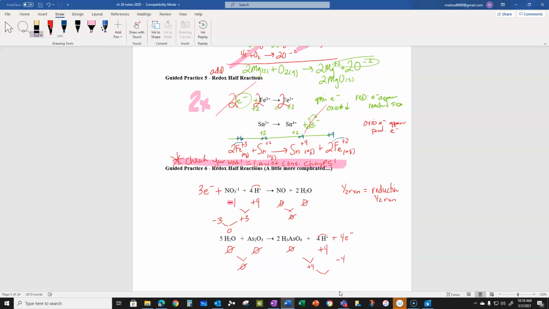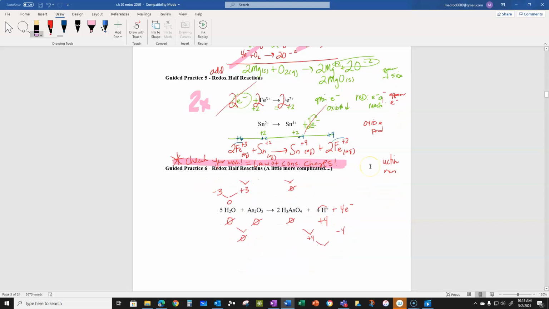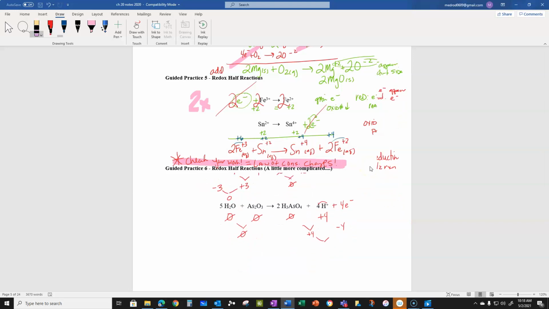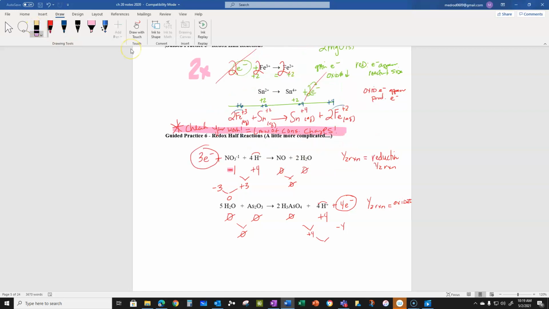Okay? So this is the complicated part. What if I have a 4 versus a 3? And because this 4, the electrons are appearing on the product side, this half reaction is an oxidation half reaction. Sorry, I don't want to cram that in there because I don't want you to think I'm writing the word oxidized.